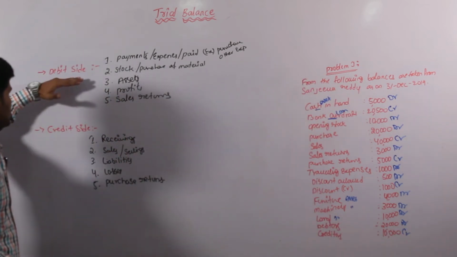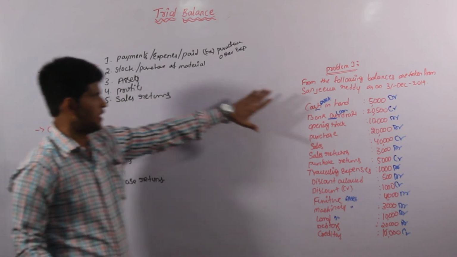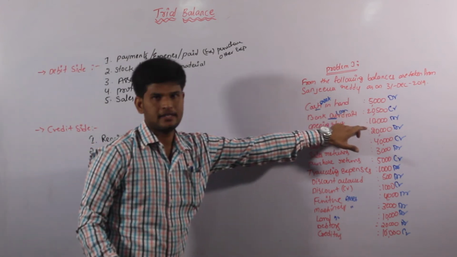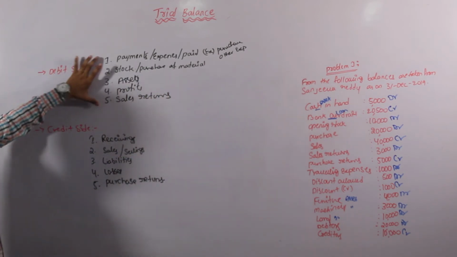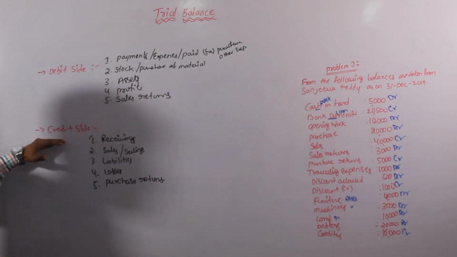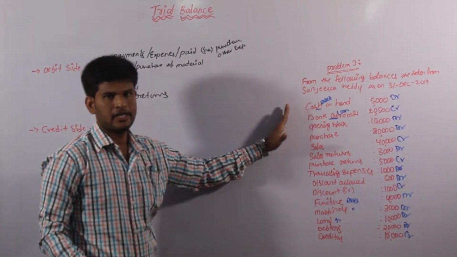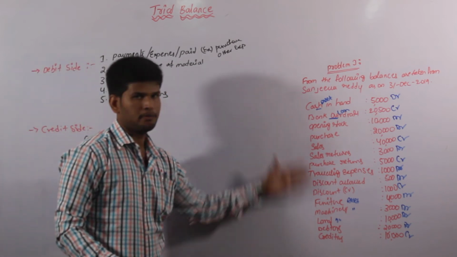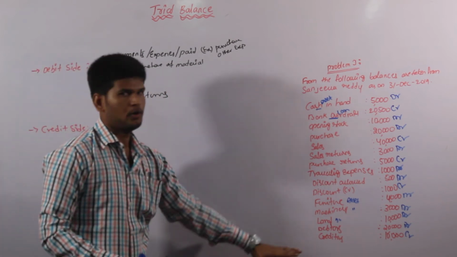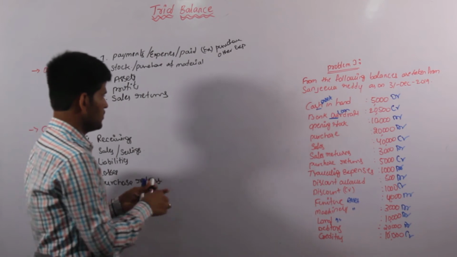Based on this debit system and credit system, we have to enter debits and credits in our problem. Without assuming these five conditions for the debit side and five conditions for the credit side, we are not able to indicate which are debit and credit. Based on these rules only, we are going to prepare the trial balance. This is about the problem, and now come to the solution.